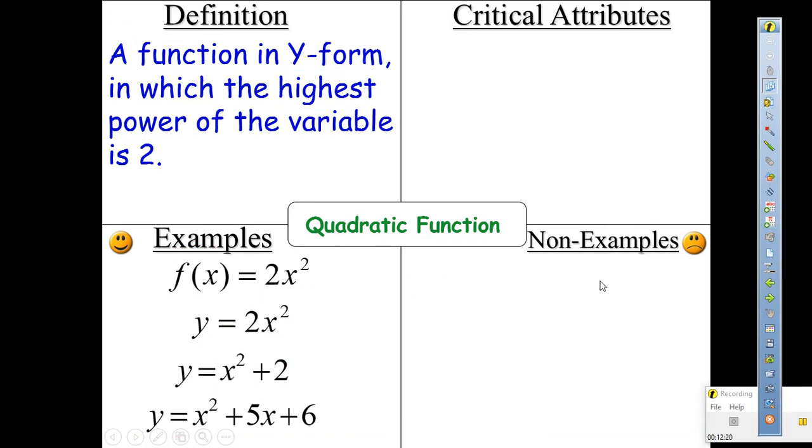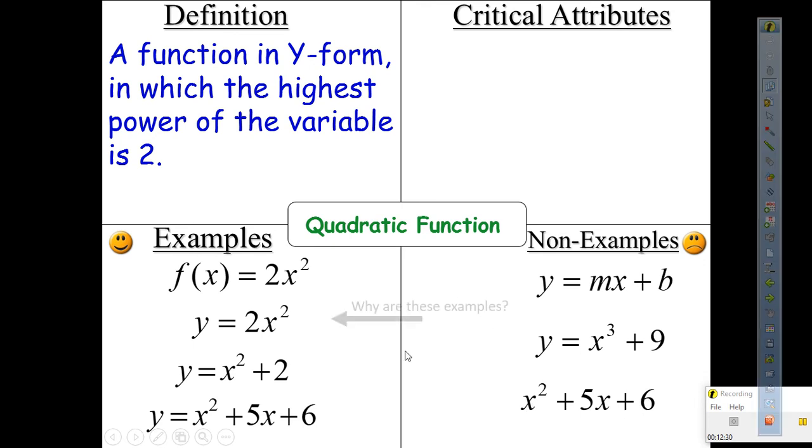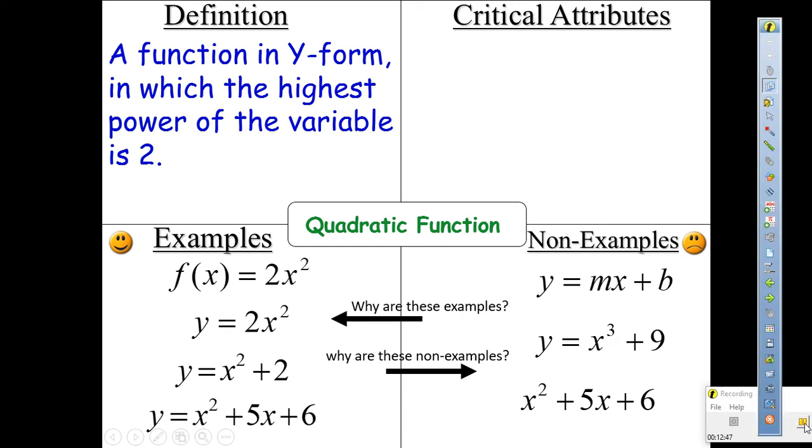Let me show you what they are not. Y equals mx plus b, y equals x cubed plus 9, and x squared plus 5x plus 6. Copy that. As you're copying that, start thinking if these are not quadratic functions, why aren't they? And also see if you can recall the name of each of these non-examples. So copy those. I'll give you some time. All right, talk it over with your neighbor. Let them know why these are not quadratic functions.